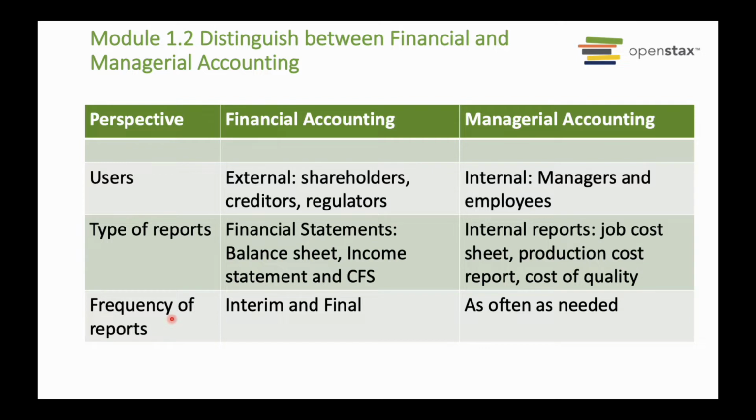The frequency of preparation of the reports. Financial accounting generally prepares reports twice a year: an interim report after 6 months of the financial year, and a final report covering the 12 months of the financial year. Managerial accountants prepare reports as often as required. So it could be monthly, it could be quarterly, it could be weekly, it could even be daily.